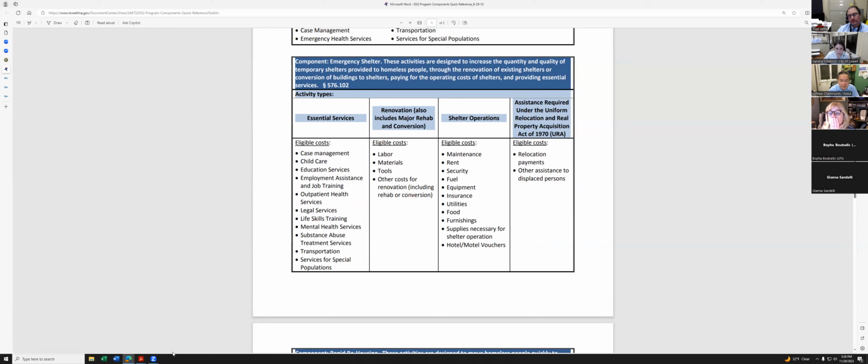Renovation is very tricky because normally ESG is not used for that, just because it's such a small dollar amount. I would suggest that you reach out to us before you even think about applying for that, because normally it's not a good use of the funds because of all the requirements, and we can't award that much for that. If anything, it would be for minor things like maintenance.